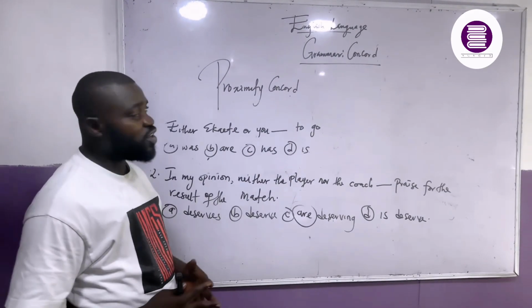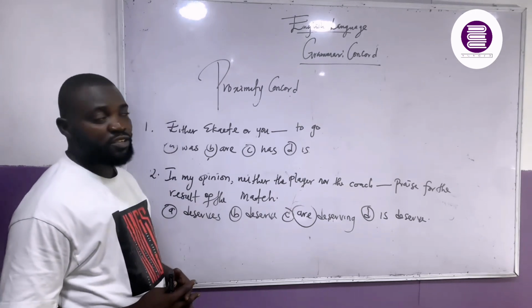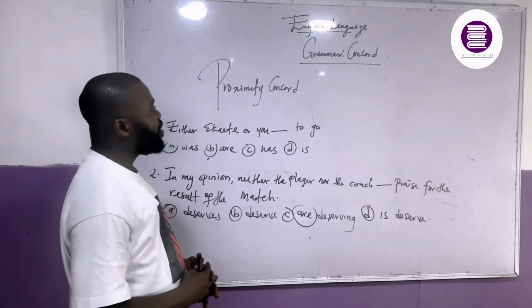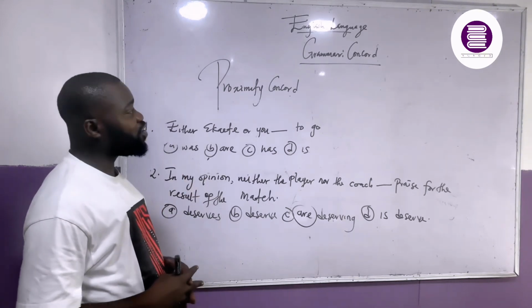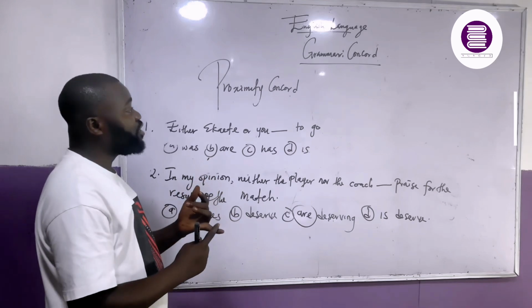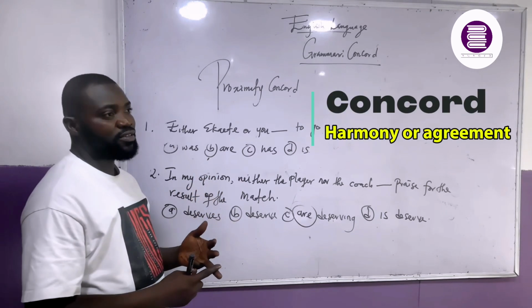Yes, today we're going to be discussing an integral part of the English language, which is grammar. Grammar simply means sensibility. And the aspect of grammar to be discussed today is Concord. Concord could mean harmony or agreement.